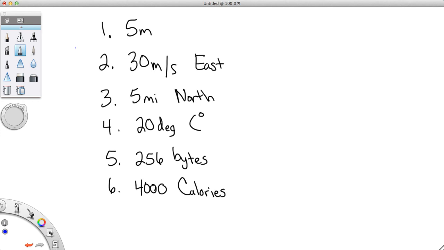All right, let's go over these now. Number 1, 5 meters. This is only a number. This does not have a direction like 5 meters to the right or 5 meters north or 5 meters southeast. So this is a plain scalar. Number 2, 30 meters per second east. East is a direction. Number, east direction. This is a vector. Number 3, 5 miles north. North is a direction. Number, direction. Again, a vector.